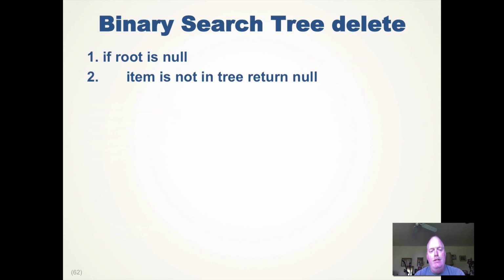Now if we do deletion, this is where it gets tricky. So first off, if the root is null, the item is not in the tree, so we return null.